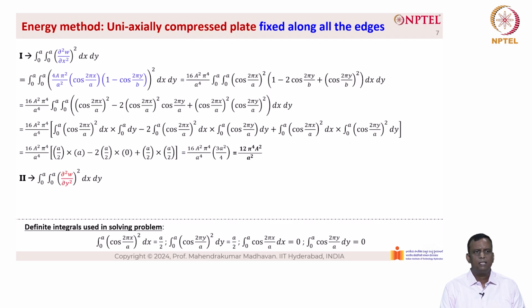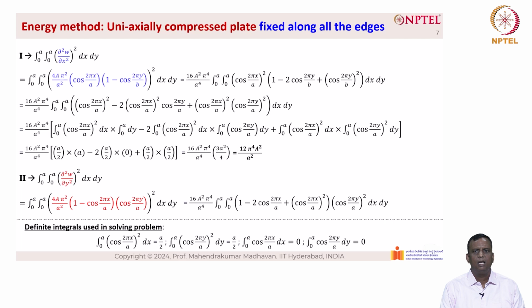The second integral is the integral from 0 to a of (∂²w/∂y²) the whole square into dx dy. Now, when we substitute the value of ∂²w/∂y² as 4a π² by a² into (1 − cos 2πx/a) into cos 2πy/a, the whole square, we do the similar exercise that we have done in the first integral.